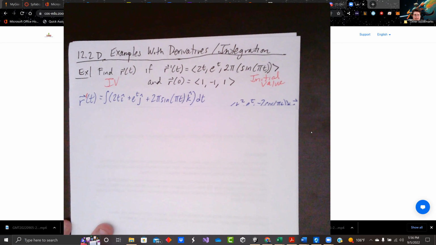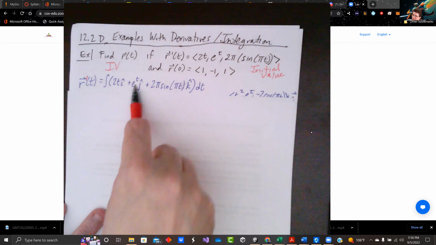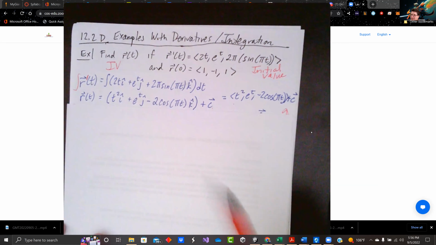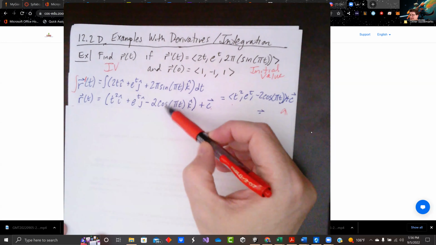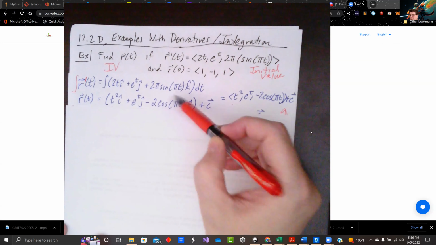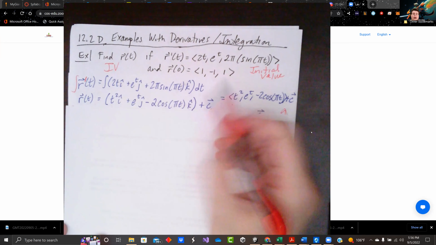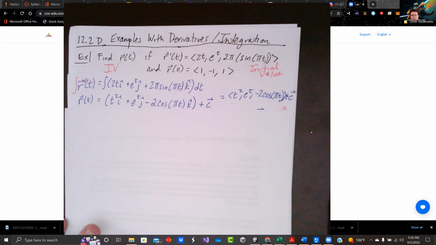So let's just jump into it. If r prime of t equals that, we're going to integrate it. So I integrate there, we'll integrate here. Integrating 2t gets me t squared. Integrating e to the t gets me e to the t. Sine goes to negative cosine, but we got this pi, we got to divide the pi out when we do the integration. We got -2 cosine pi t in the k component. I did not have limits of integration on there, so I need to add a constant vector. So this is all kind of summarized over there.